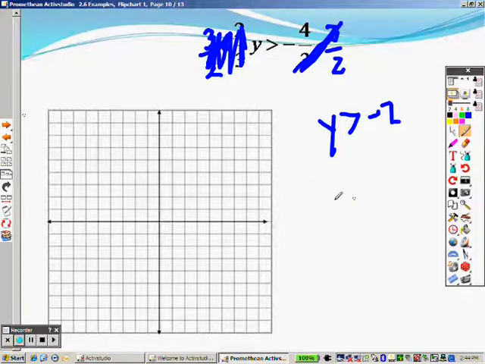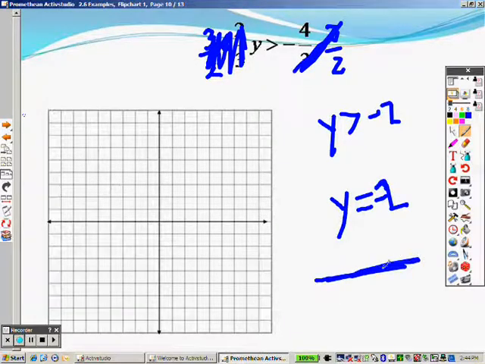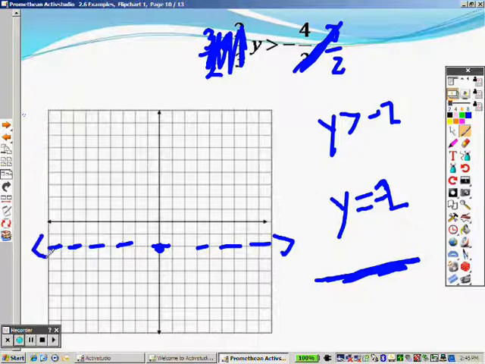Well, whenever you have y equals something, that's like saying you have a horizontal line, or a line that goes straight across. That means I go down to negative 2, put a point right there, and draw a line straight across. However, because it's greater than, I need to draw a dotted line. So there it is.